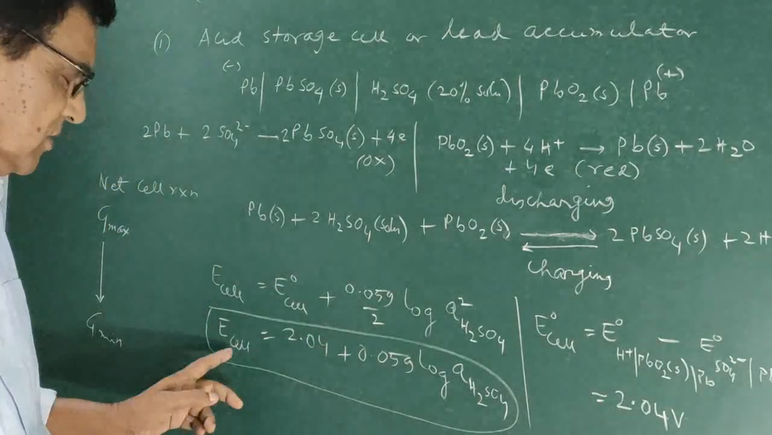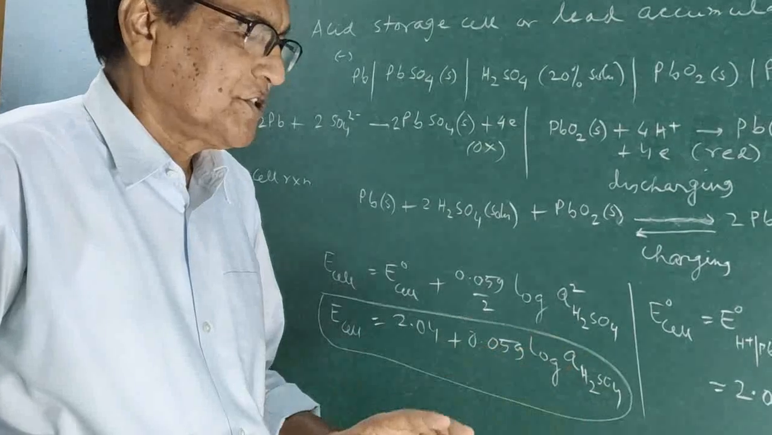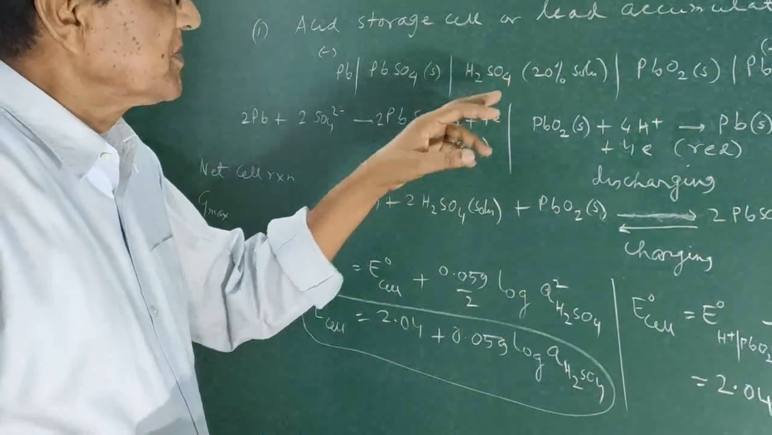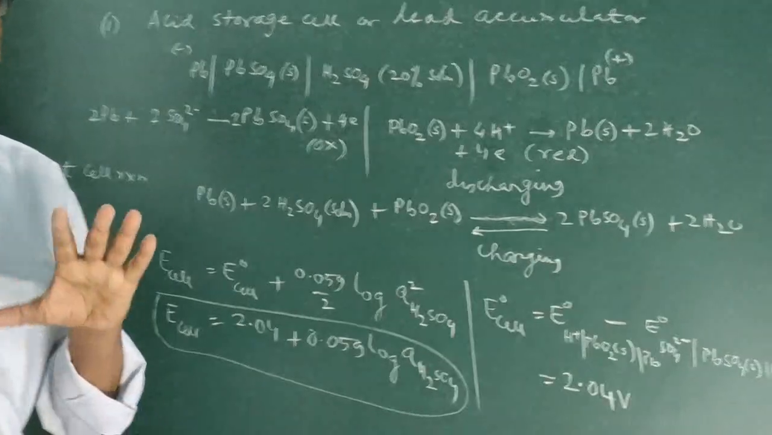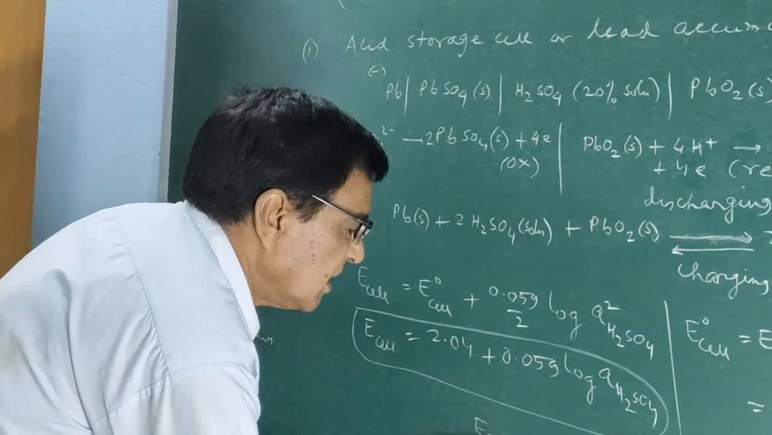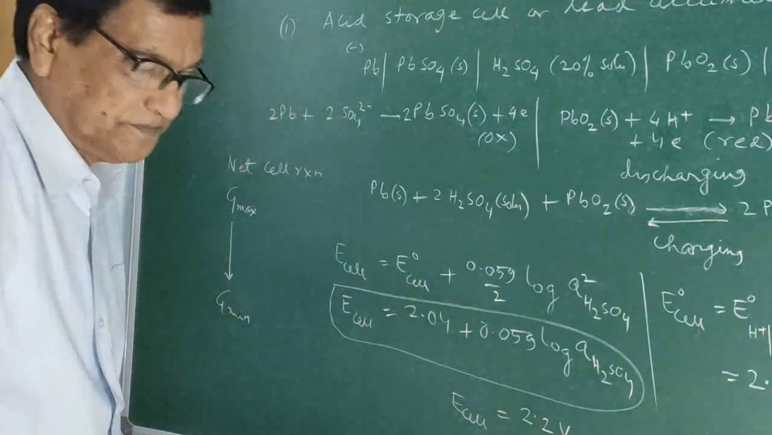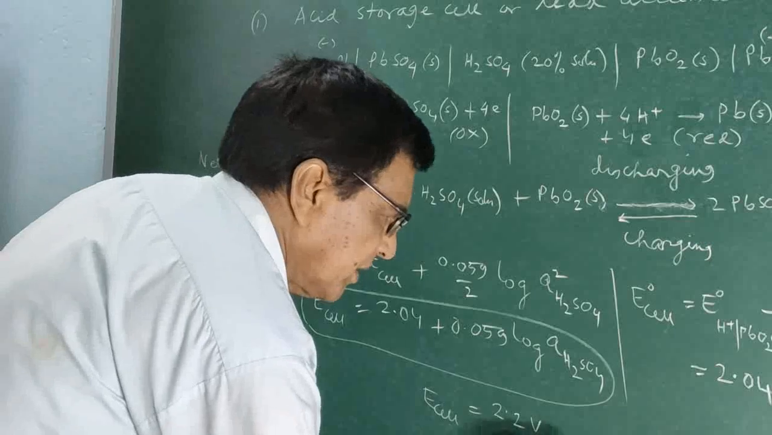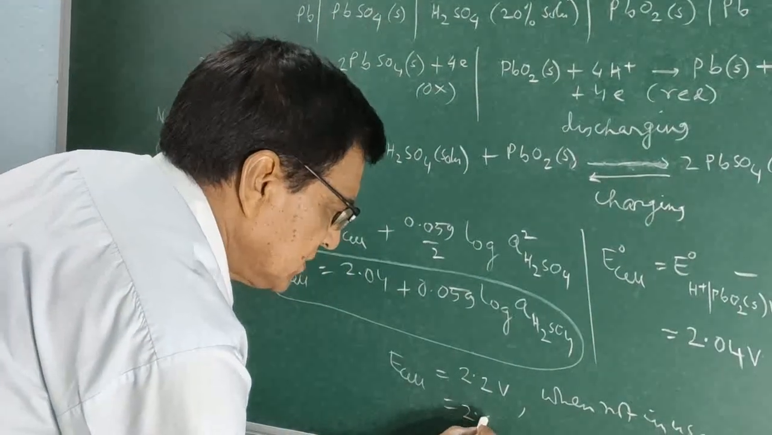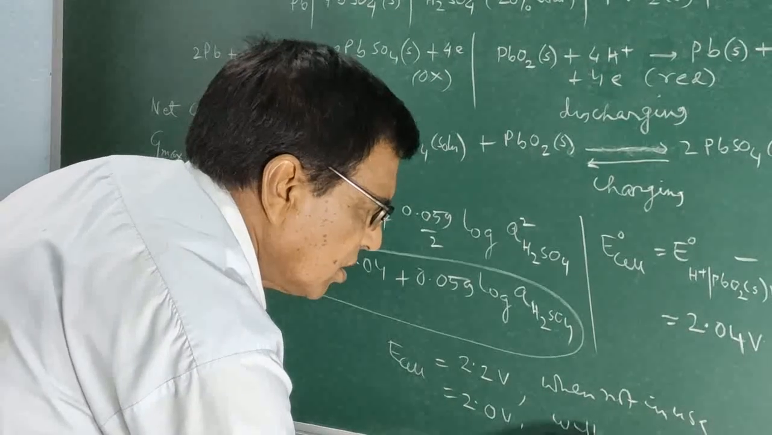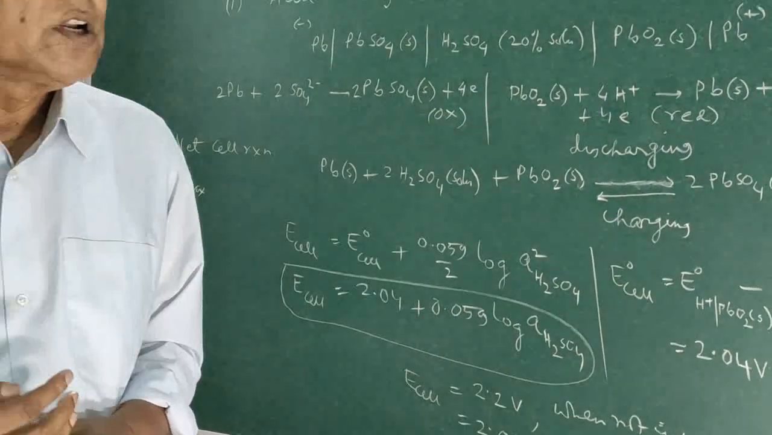That means the cell potential depends on the activity of the sulfuric acid. When the concentration of sulfuric acid is 20%, the cell potential E cell is approximately 2.2 volt when not in use, and approximately 2.0 volt with load. Here no load, and here with load.